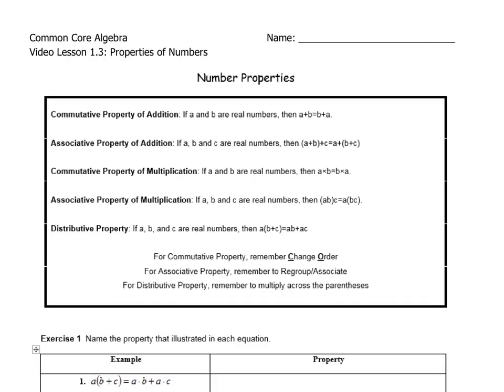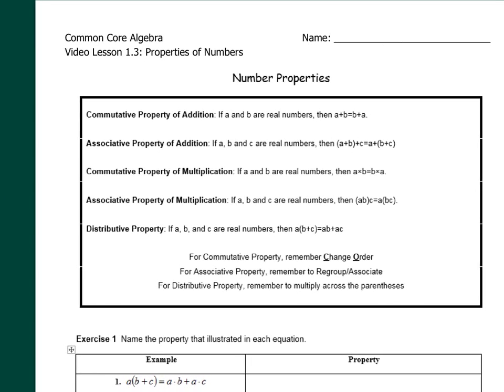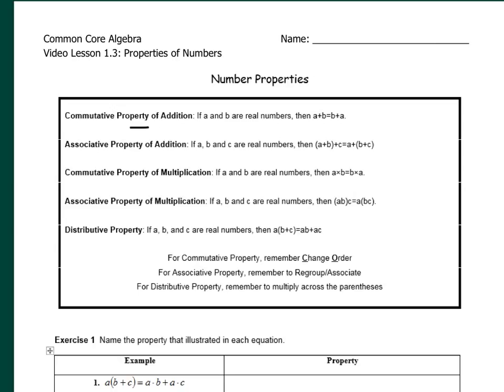Today video lesson 1.3 is going to talk about properties of numbers. There's actually 5 of them that you need to be aware of. The commutative property of addition. There's also the commutative property of multiplication. And then you have the associative property of addition and the associative property of multiplication.